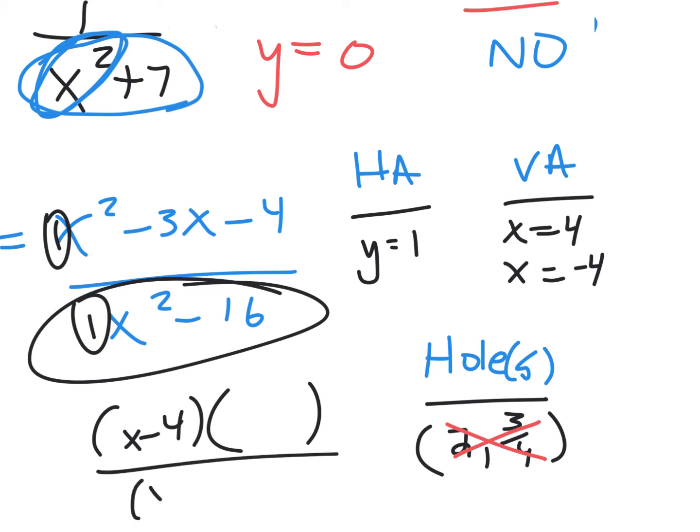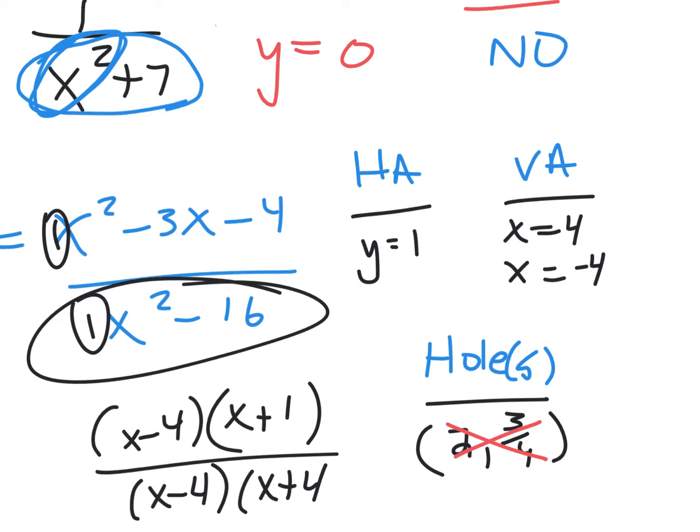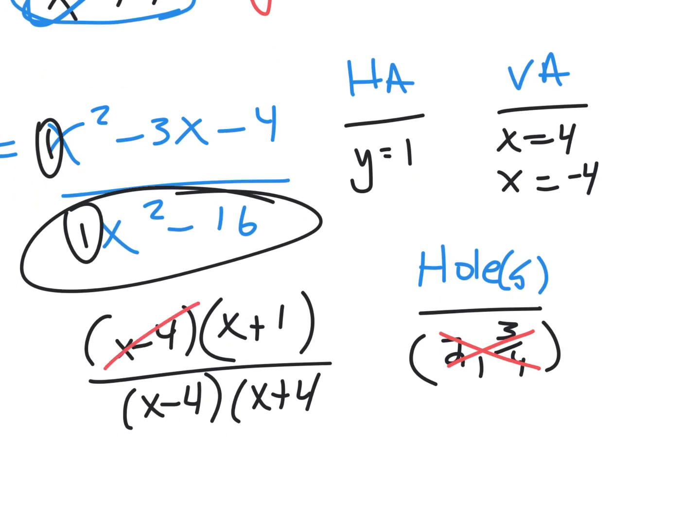Because there was an x minus 4 on the top and the bottom. And if you did it right then, let me think here, minus or plus 1, there we go. Then this cancels, and that makes a hole at 4, so it can't be a vertical asymptote, it's a hole.